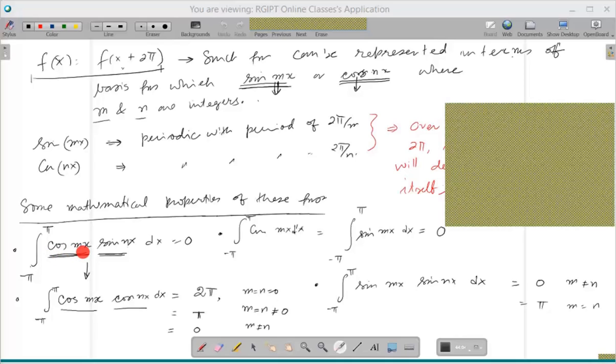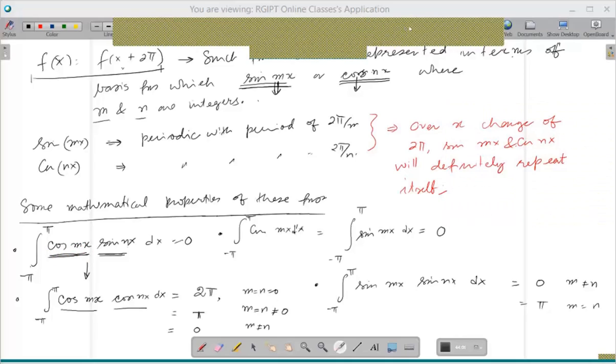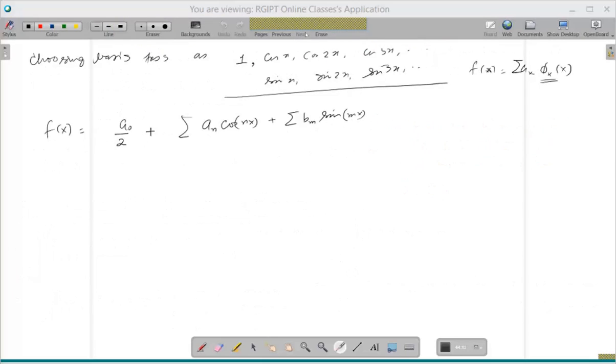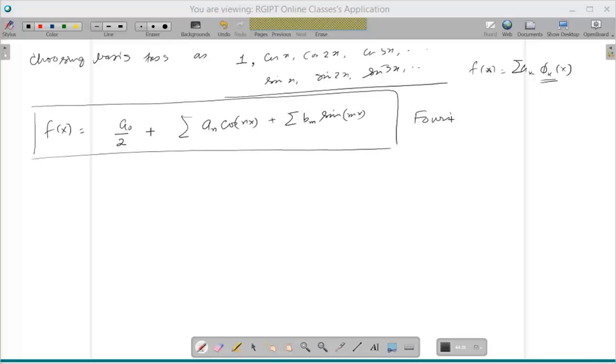This is an even function in x. So this is the proposed Fourier series. Fourier said that a periodic function can be expressed like this.